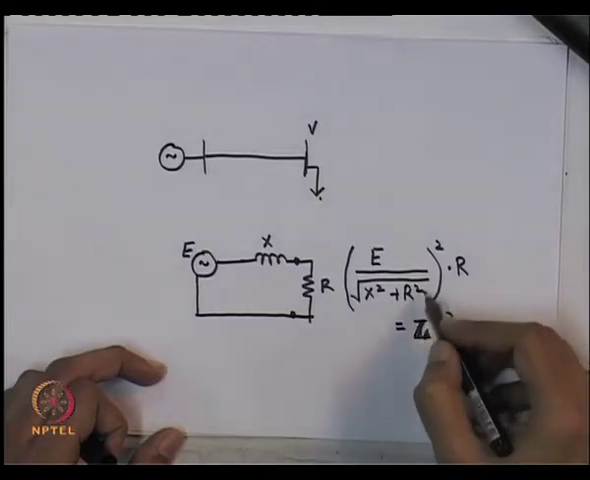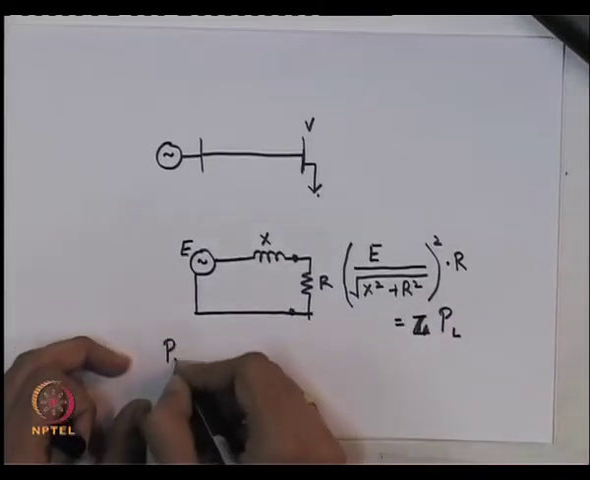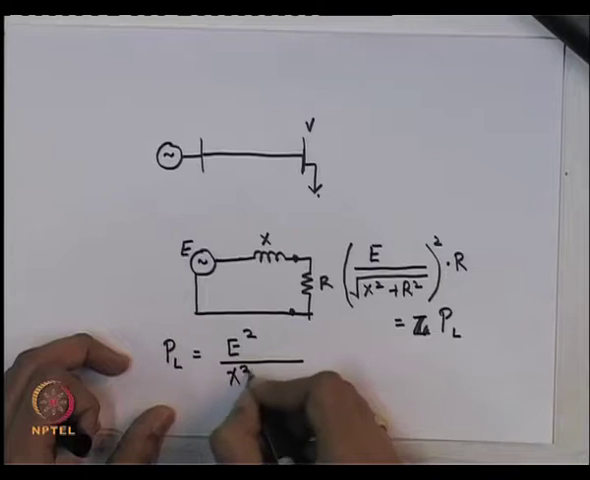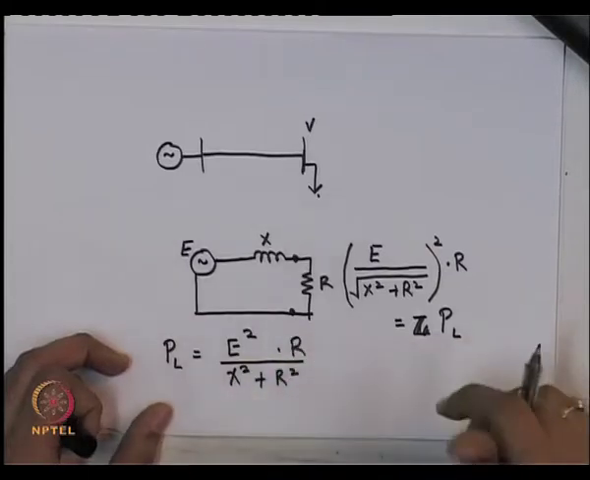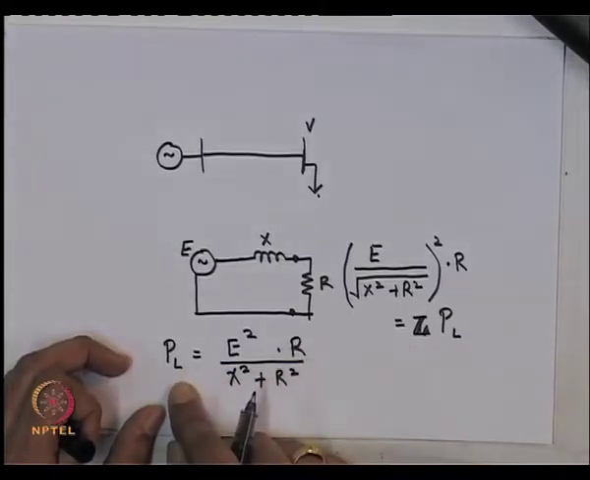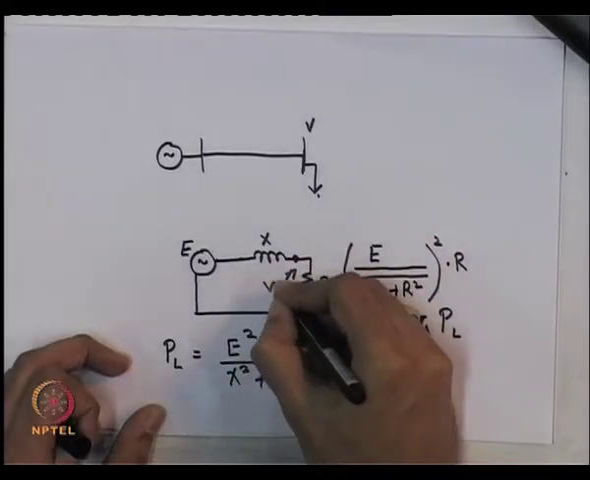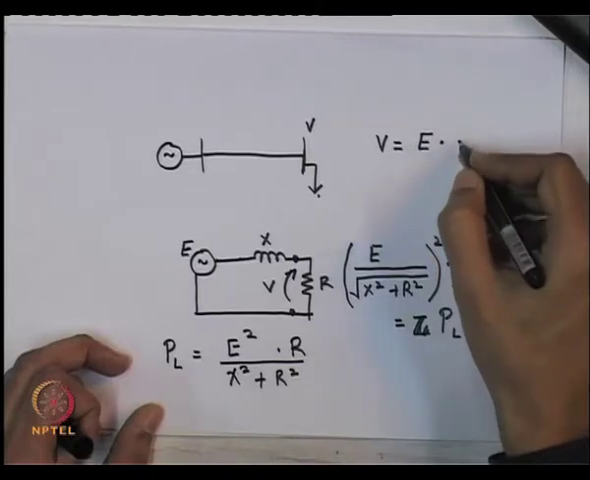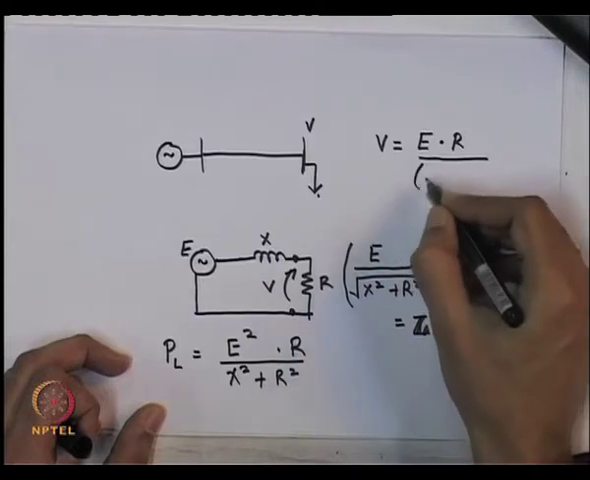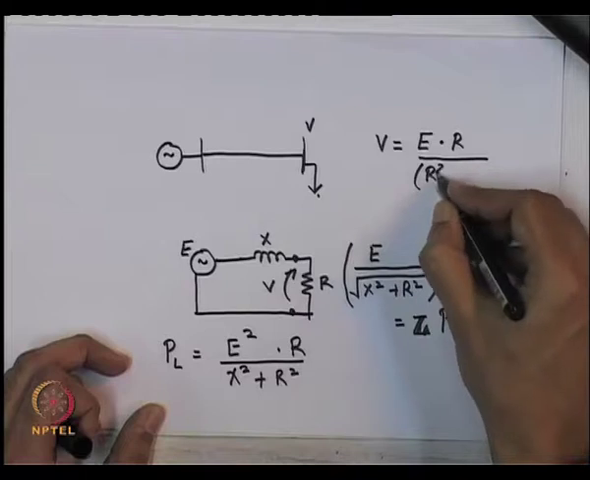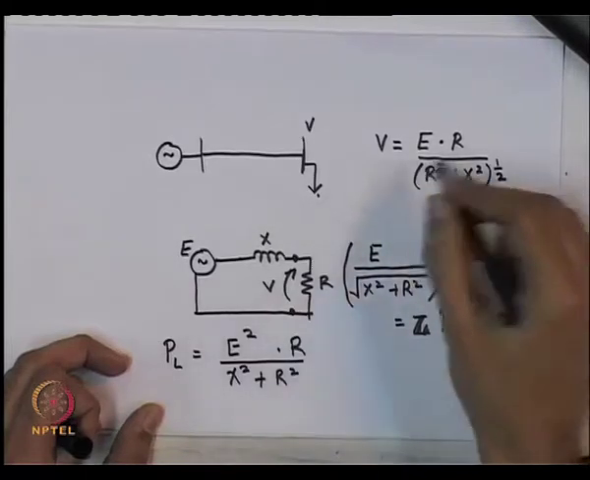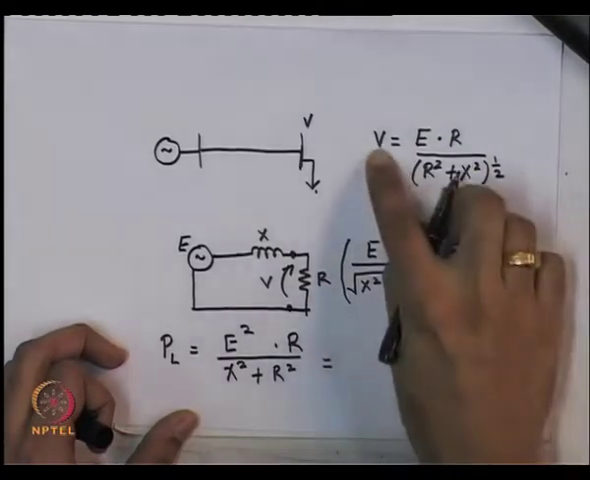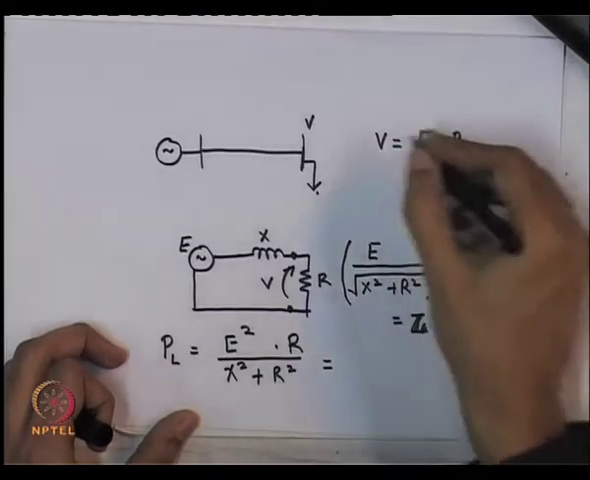Now, you will notice that the power is actually a nonlinear function of the resistance. So, in fact, P_L is equal to, I will simplify this, E squared upon x squared plus r squared, into r. So, this is the power. If I change r, power will change. Another thing is the voltage magnitude here, which will be E into R upon the impedance magnitude. This is the magnitude of the voltage at this point. You can verify that this is nothing but V squared by R. So, you will get again the same answer if you do V squared by R.